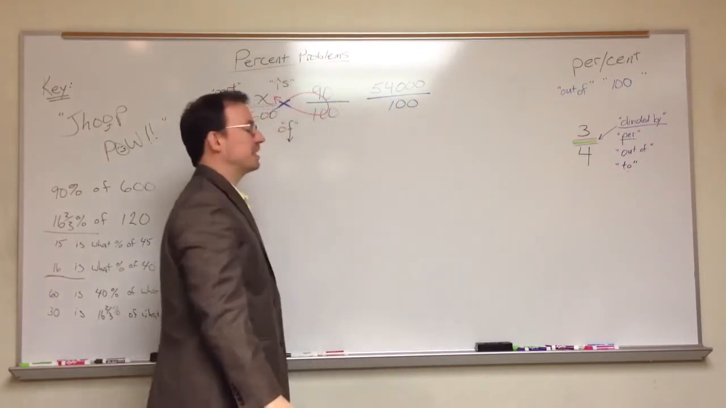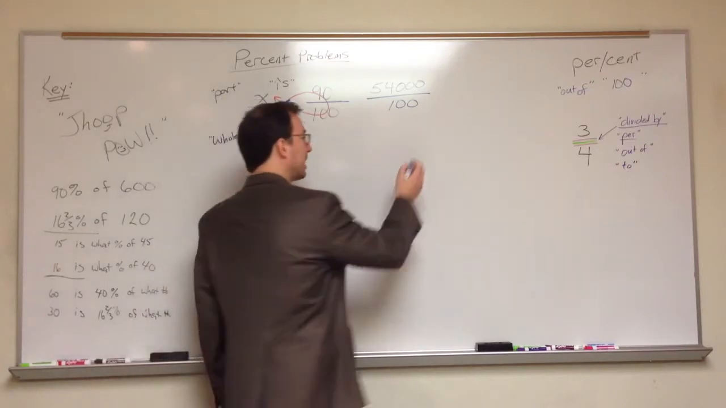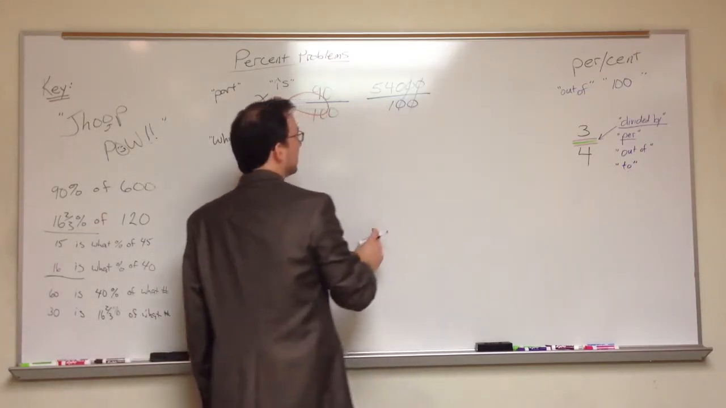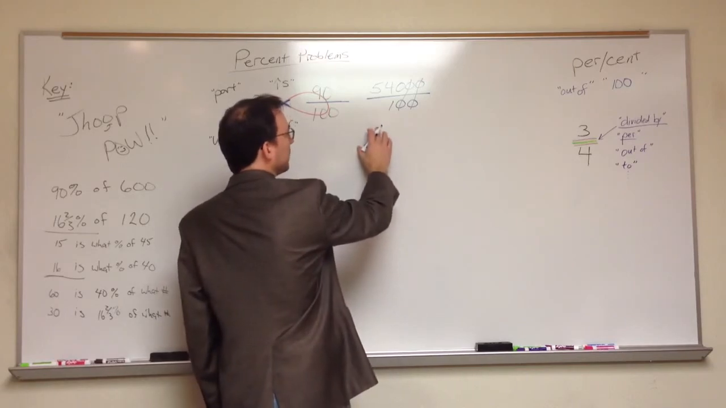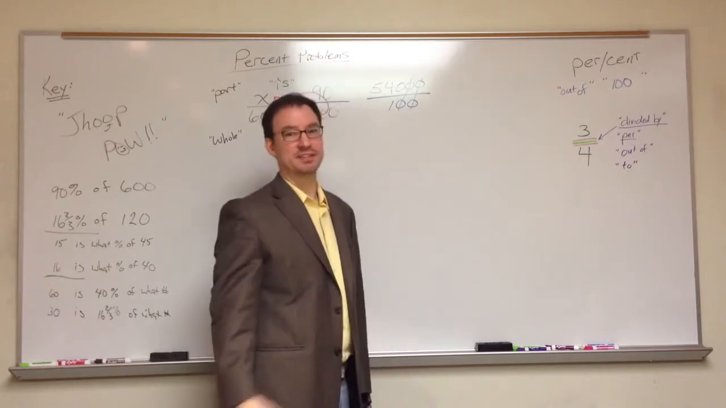Now look at all those zeros again. That may look ugly, but there's a neat trick when they're like this. You can cancel them out. That leaves 540 divided by 1. Well, what's 540 divided by 1? It's 540. See how easy that is?